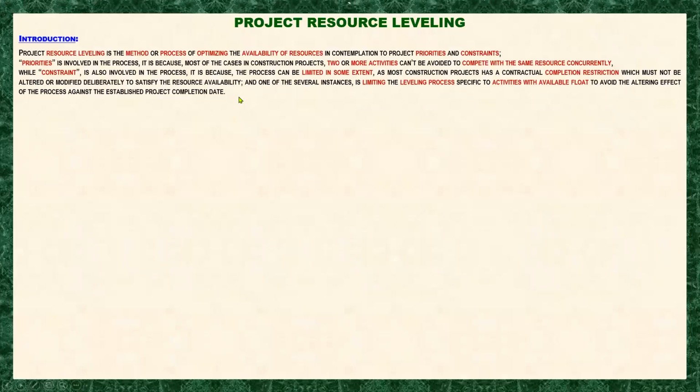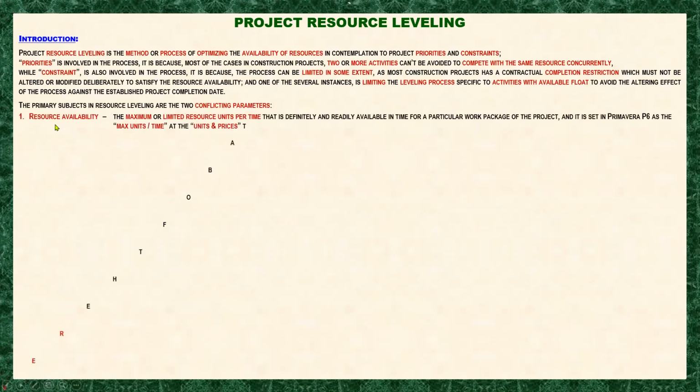Now let's get back here. The primary subjects in resource leveling are two conflicting parameters. Take note of this one. The first parameter here is the resource availability. This is the maximum or limited resource units per time that is definitely and readily available in time for a particular work package of the project.